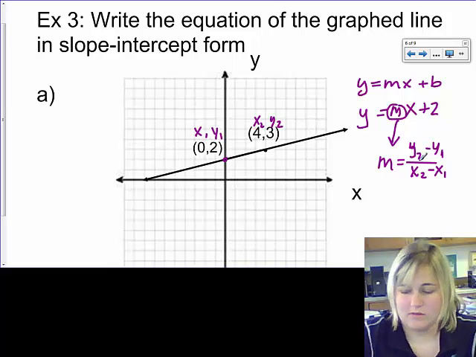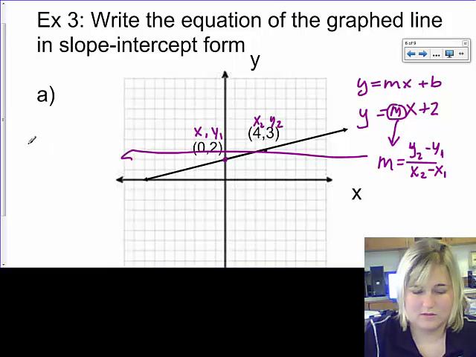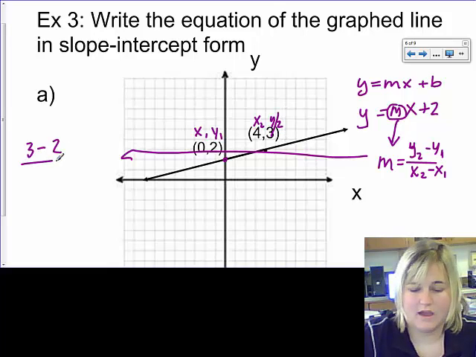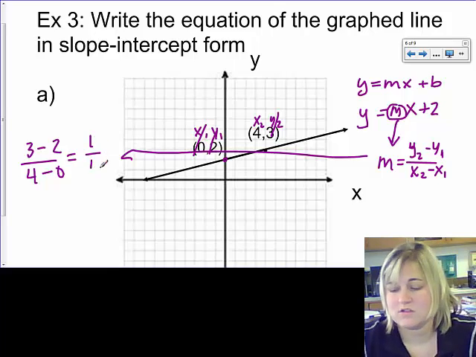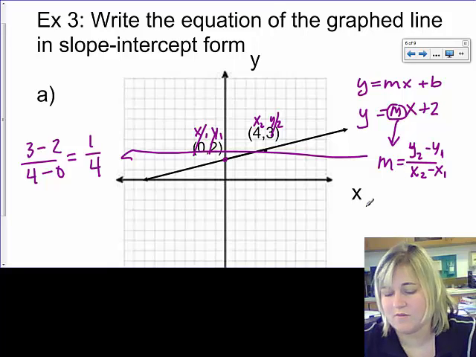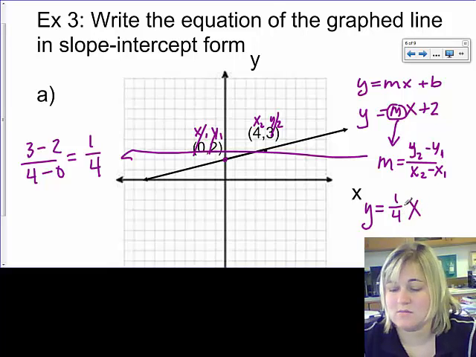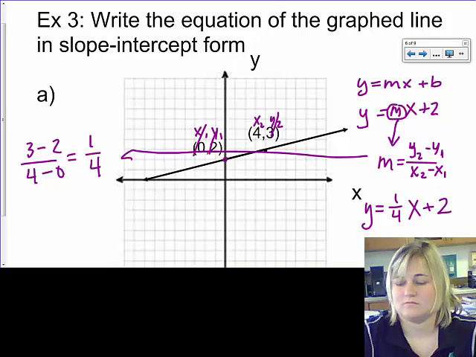So instead of y sub 2, I'm going to put in 3 minus 2, over x sub 2, which is 4, minus x sub 1, which is 0. So when I subtract, I get 1 over 4. Then I just have to plug that in for my m. I have y equals 1/4 x, because m was my slope, which was 1/4, and then my plus 2, because that's where it hit on the y-axis. Final answer.